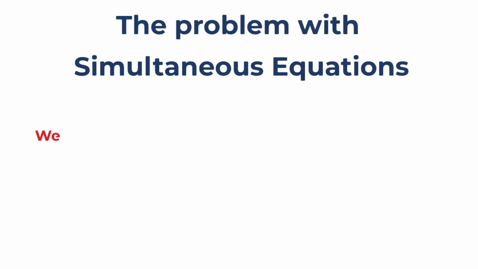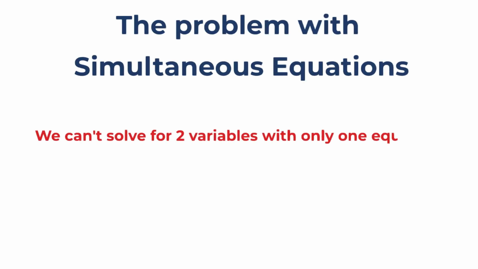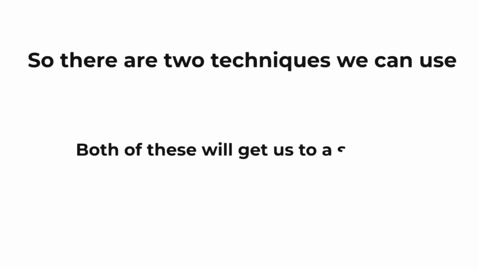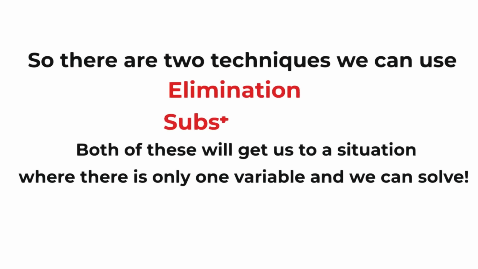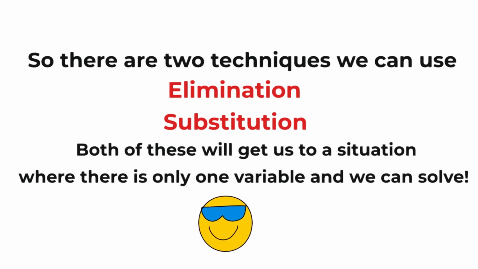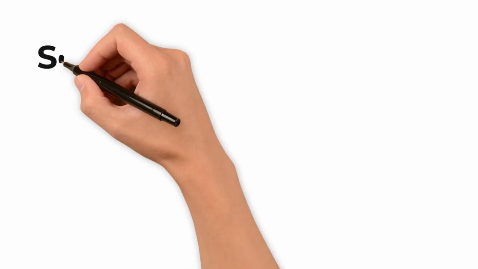And the problem that we face when we have simultaneous equations is if you only had one equation with two unknowns, you actually wouldn't be able to solve it. So there's only one way that you can do this, which is to get rid of one of the variables. And in order to do that, you can use a technique called elimination, which is the one we're studying today, or substitution, which is another technique.